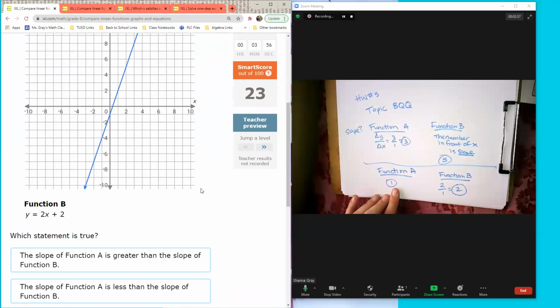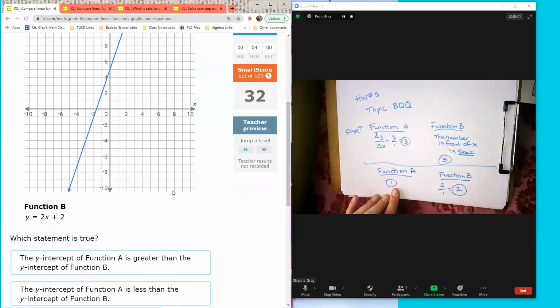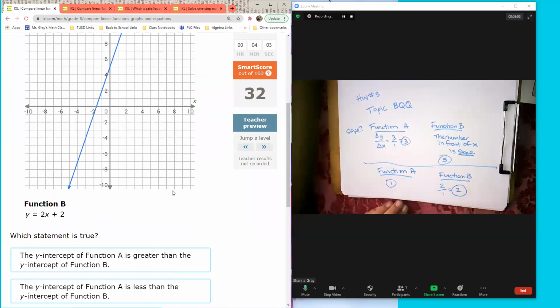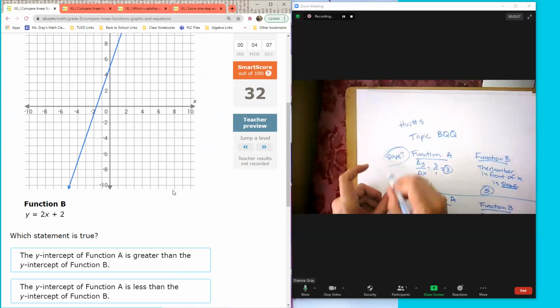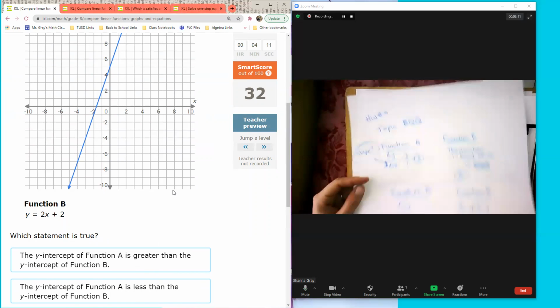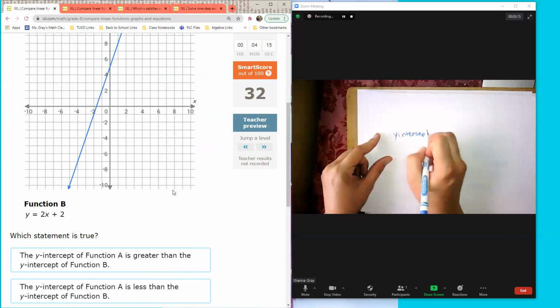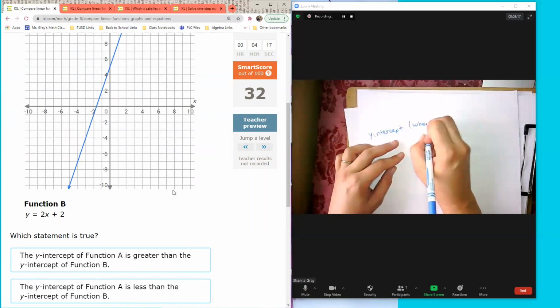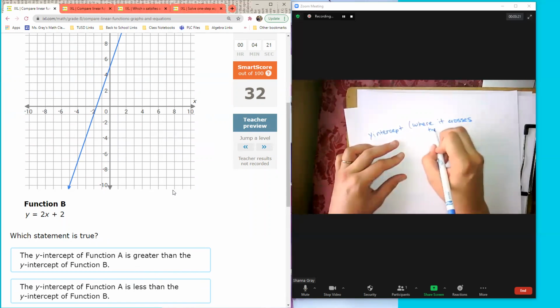Okay, so basically, I think that's kind of what you're working on for this level. Let's go to the next level and see what happens. Oh, same idea. Oh, this time that's talking about y-intercept. So this is for slope, what we just talked about, finding this fraction. The other thing could be y-intercept, which is where it crosses the y-axis.